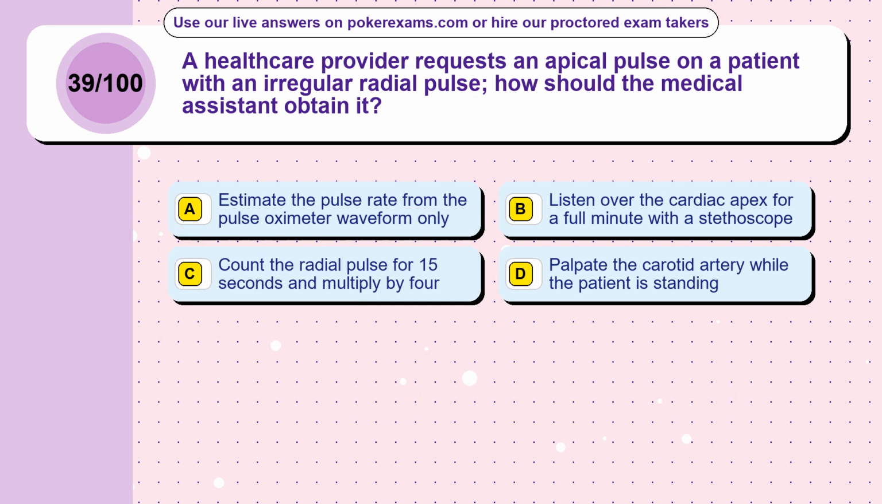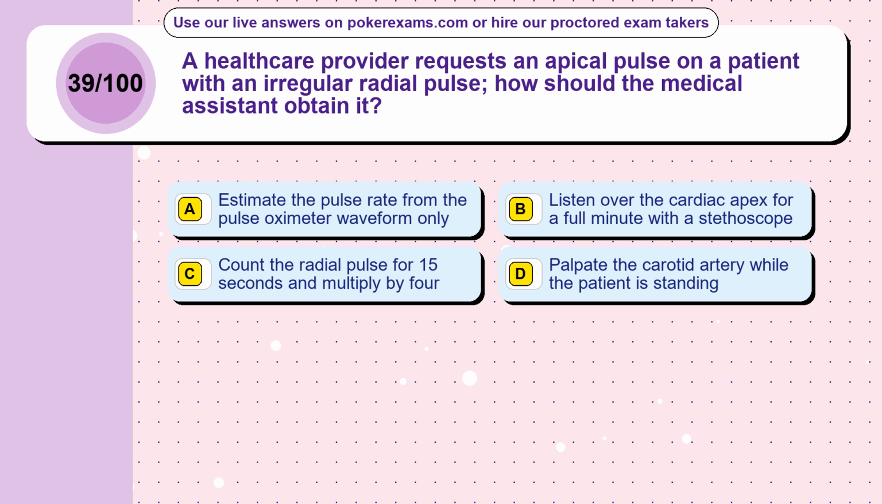Question 39. A healthcare provider requests an apical pulse on a patient with an irregular radial pulse. How should the medical assistant obtain it? Option A. Estimate the pulse rate from the pulse oximeter waveform only. Option B. Listen over the cardiac apex for a full minute with a stethoscope.